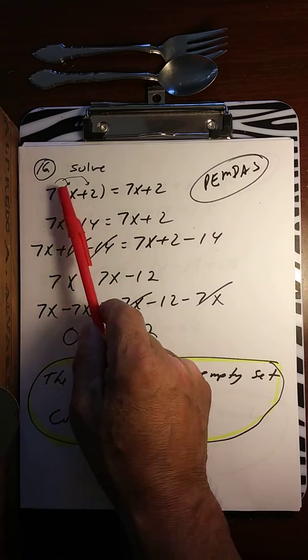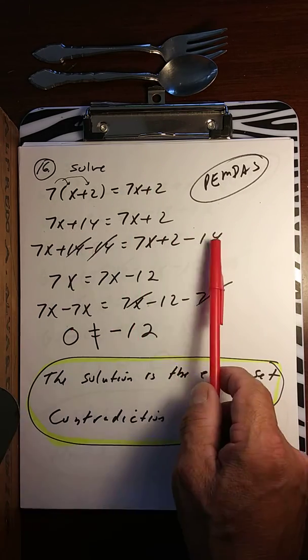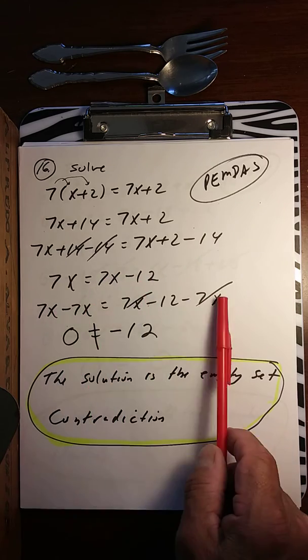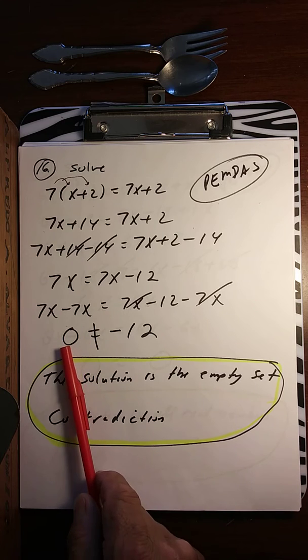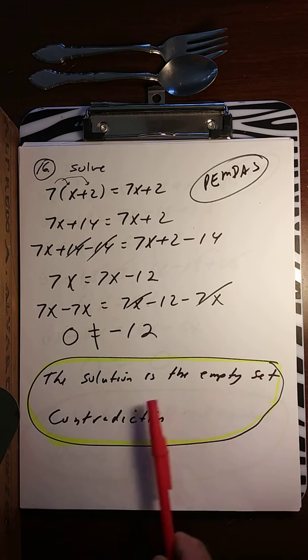7 times x, 7x, 7 times 2 is 14. And 7x plus, bring it down. So minus 14 both sides. So 7x equals 7x minus 12. Minus 7x minus 7x. These are gone. And 7 minus 7 is 0. 0, and you have negative 12. 0 is not equal to negative 12, so the solution is the empty set or a contradiction.